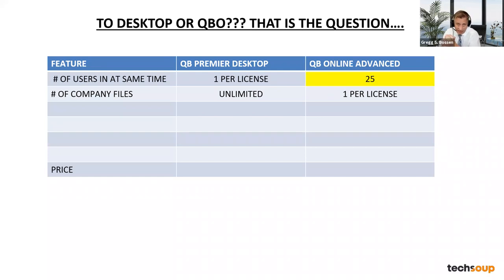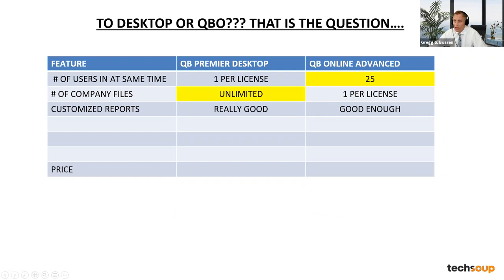The number of company files. Now, this is something where desktop wins. If you're a bookkeeper or an accountant, you have multiple clients, or you're a nonprofit that's running two or three companies, you have a 501c3 and a 501c4 and a 501c6, and they're different organizations, you'll be paying a separate $160 a year for Online Advanced for each one of those data files. But for desktop, you can have an unlimited number of companies, okay? All you buy is the program. And you can have an unlimited number of companies. It's kind of like Microsoft Word, where you have multiple Word documents, okay? All right, so this one, desktop wins, but it's probably irrelevant for most all of you that only have one company file, okay?